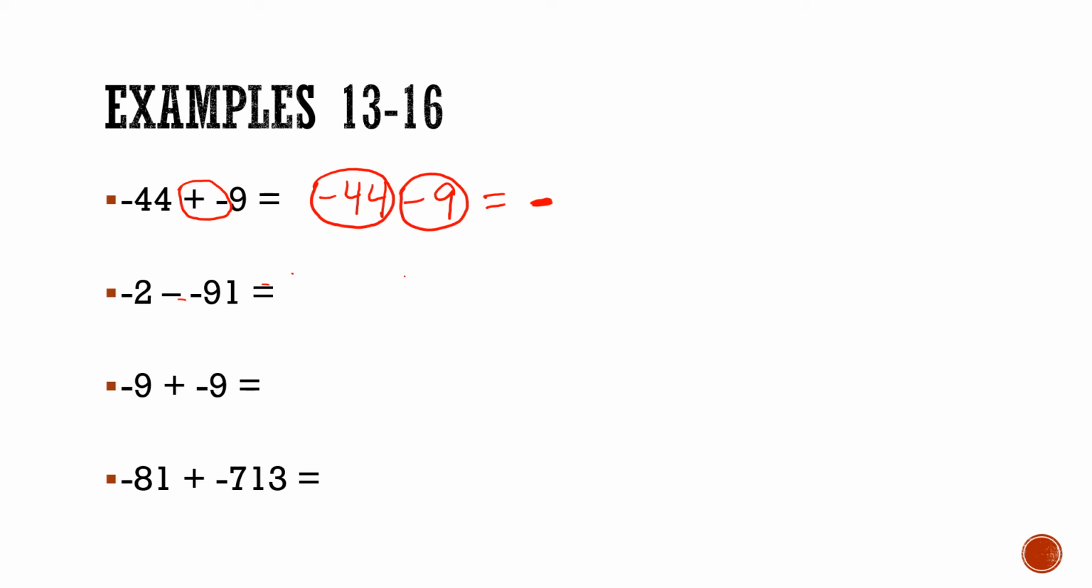So 44 plus 9. You're welcome to go out to the side and do that if you can't do that in your head. But that gives you 53. And we knew that 53 was negative as well.